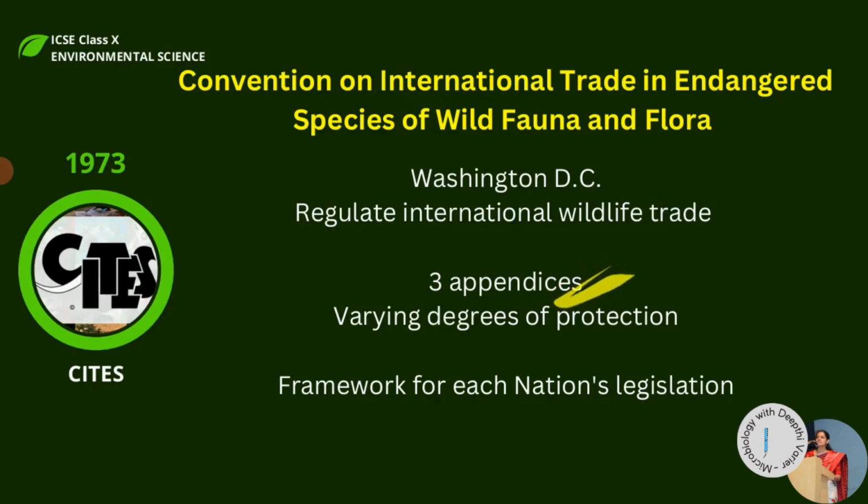They have 3 appendices. Each of the appendices is listing out species of varying protection. So something similar to our Wildlife Protection Act, but this is for international trade. It is to control the trade of wildlife products between countries. In fact, recently, on March 3rd, it was the 50th anniversary of this particular convention.